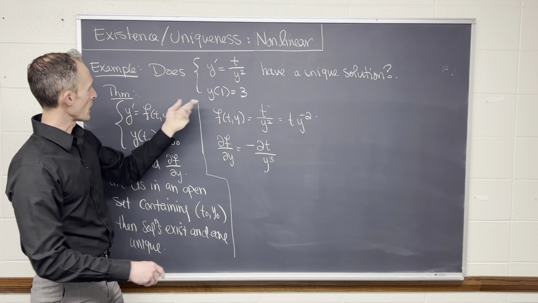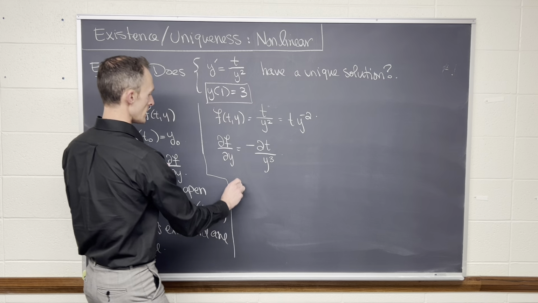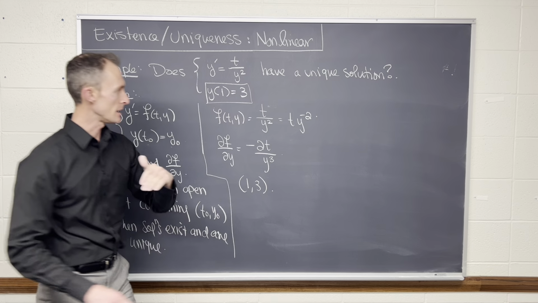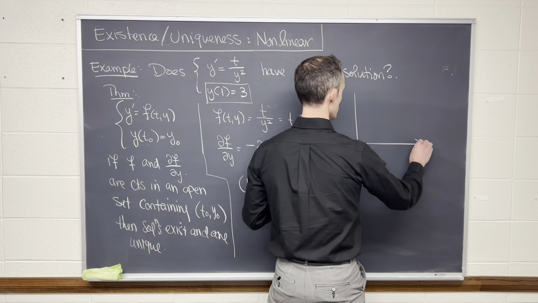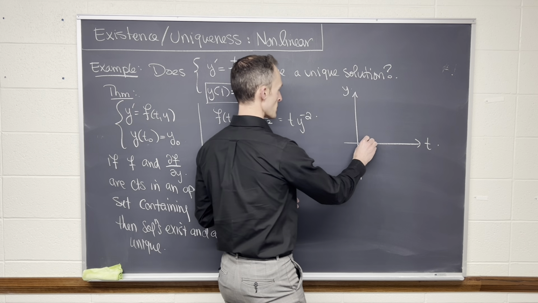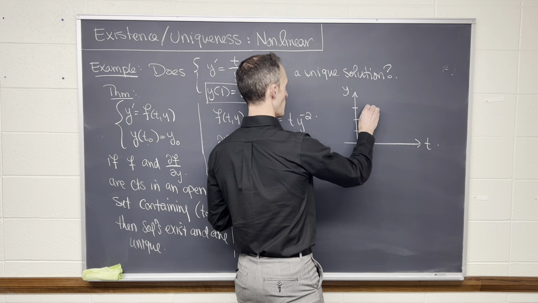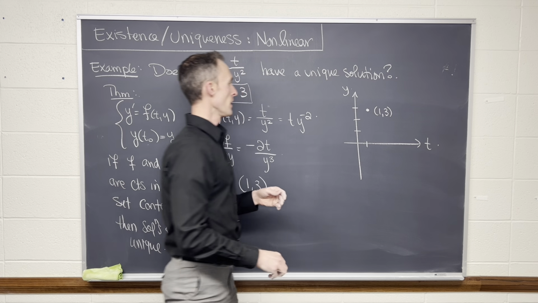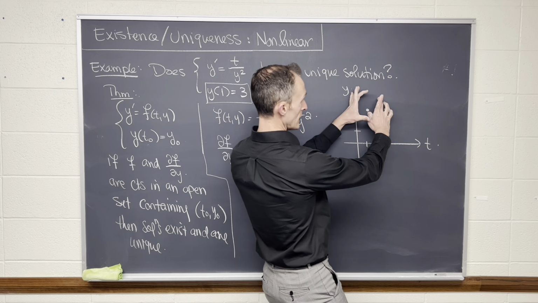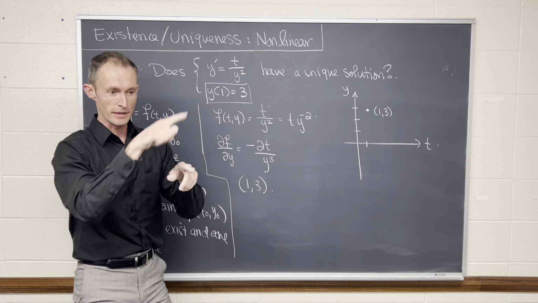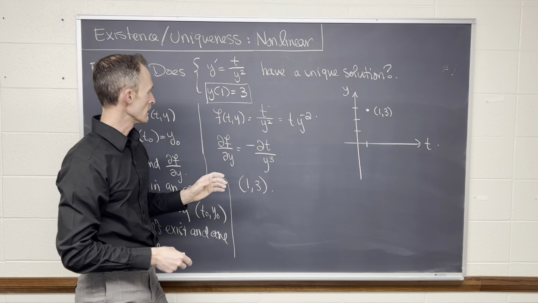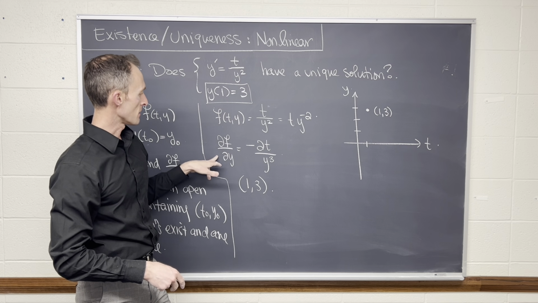Then I identify the point here. The point is 1, 3. So go to your t-y plane. Here's my t-axis, here's my y-axis. Locate the point 1, 3. There's the point 1, 3. And it says look for an open set, so you could put a little disc around this point, but it's not allowed to have a boundary, so it's kind of a fuzzy boundary, or a rectangle or triangle, whatever, just some open set such that f and df dy are continuous.